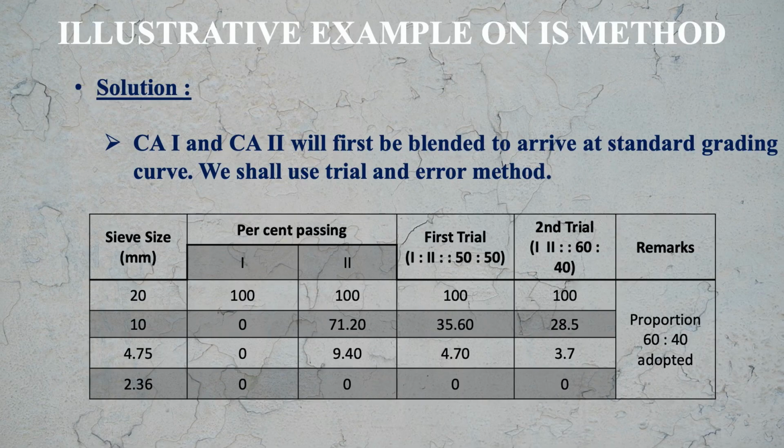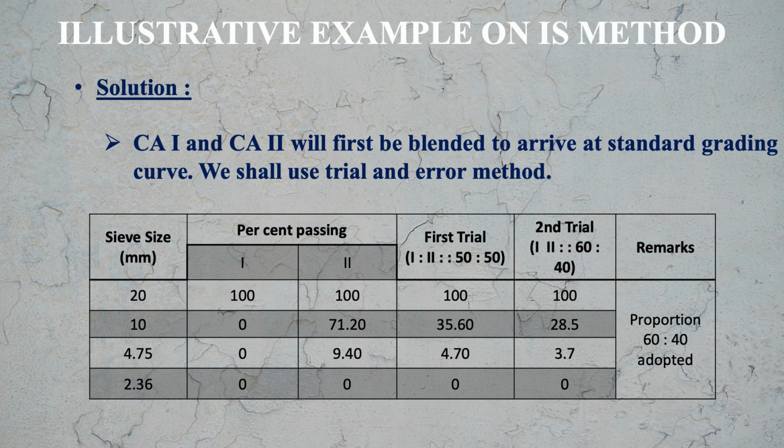So this way we have found the result of the sieve analysis for fine aggregate, and also the grading zone to which it conforms according to the IS code. So with this data, let us design the mix. Here coarse aggregate 1 and coarse aggregate 2 will first be blended to arrive at the standard grading curve, and we shall use the trial and error method for this.